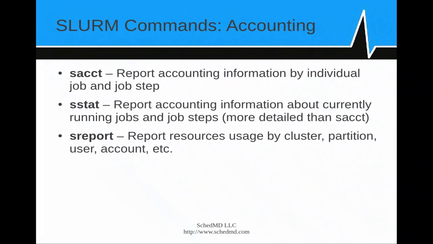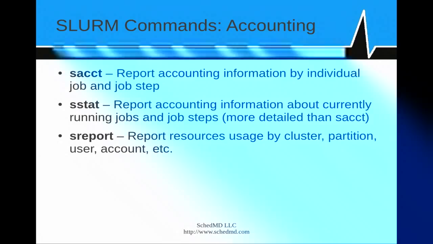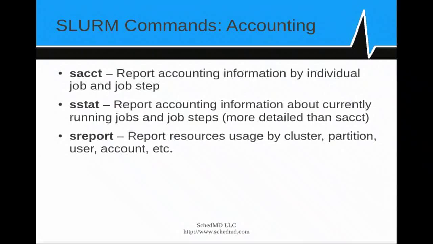Slurm has accounting available, and it accounts for the jobs and job steps. sacct reports the information by individual job or job step. It's going out to the database and reading that information. sstat reports accounting information about the currently running jobs and job steps. The main difference between sacct and sstat is that sstat is looking at information about the currently running job while it's there, so there's more information available.